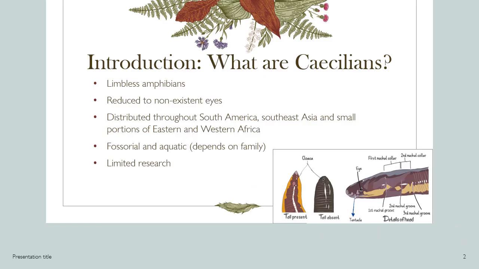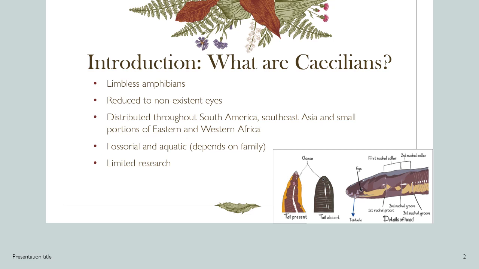First off, let's talk about what caecilians are. Caecilians are limbless amphibians known for having reduced to non-existent eyes, and as you can see on the bottom right of your screen, there's a little diagram of all the parts of a caecilian. They also are known for having a tentacle on the top of their mouth, which is used for sensory reasons.